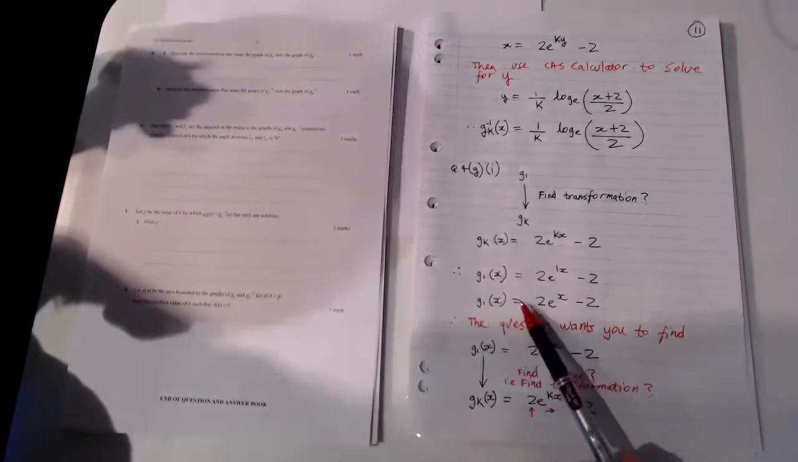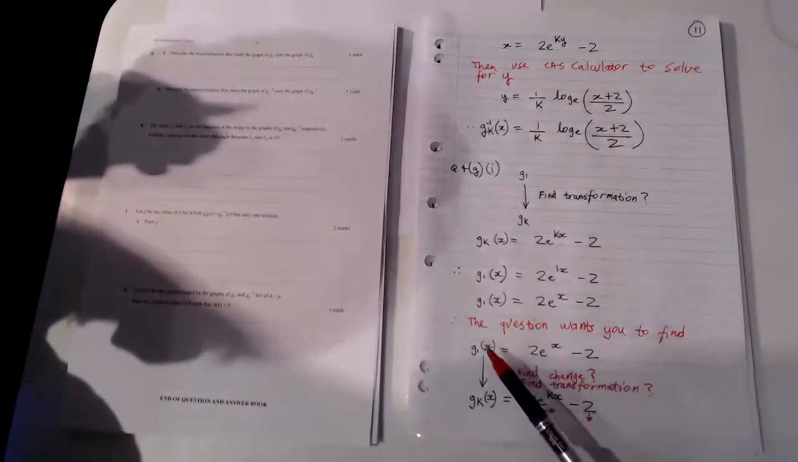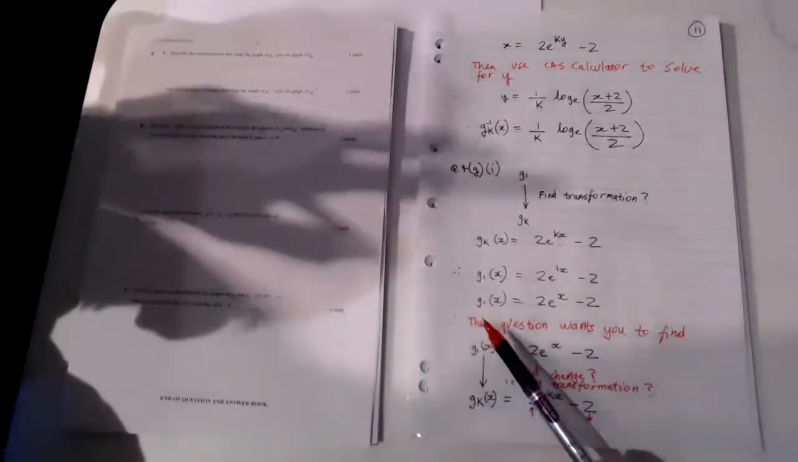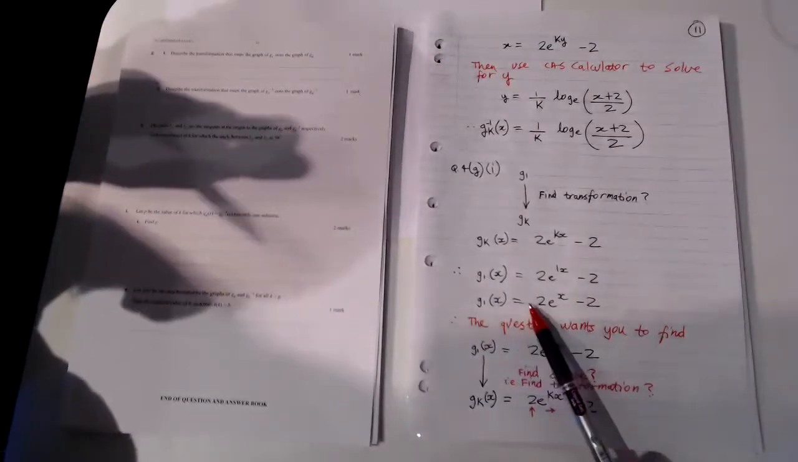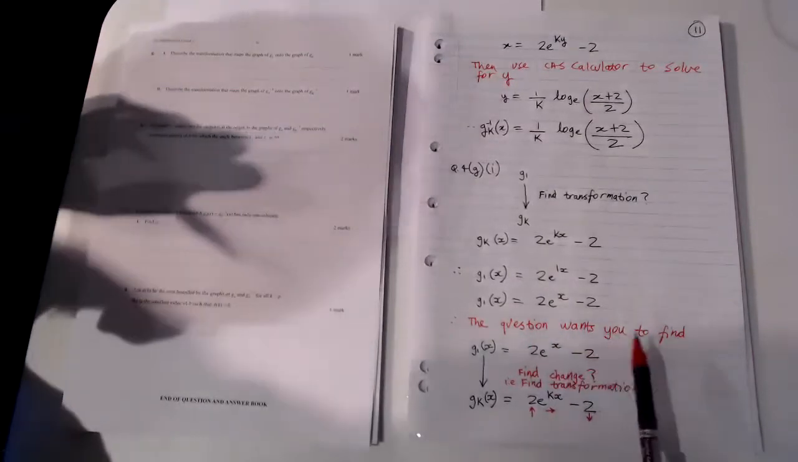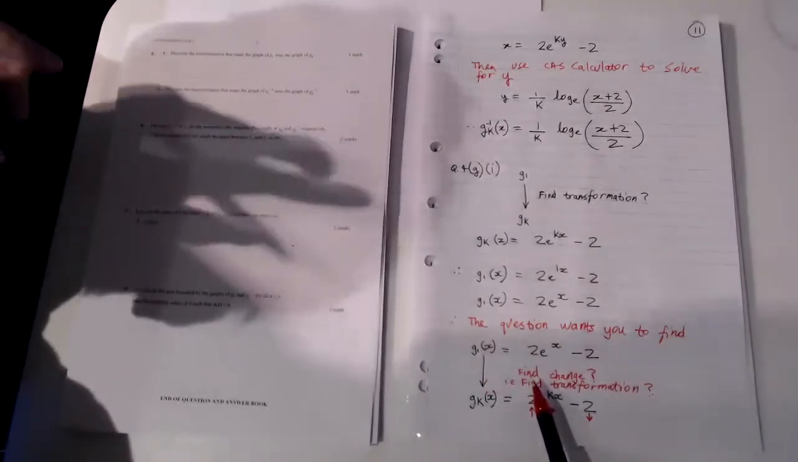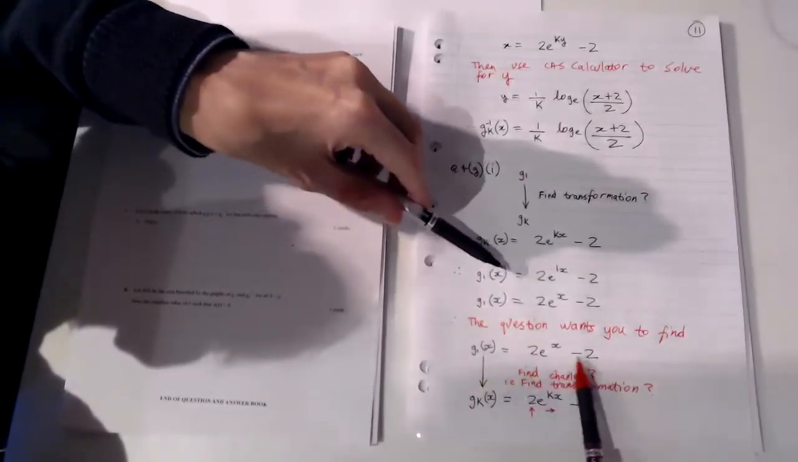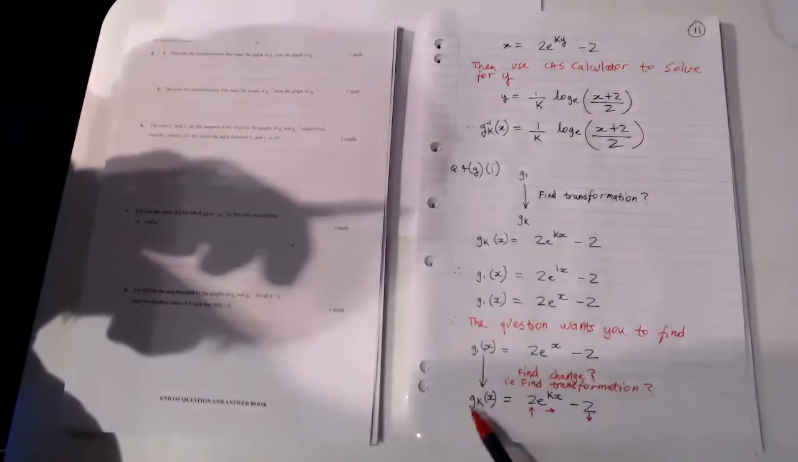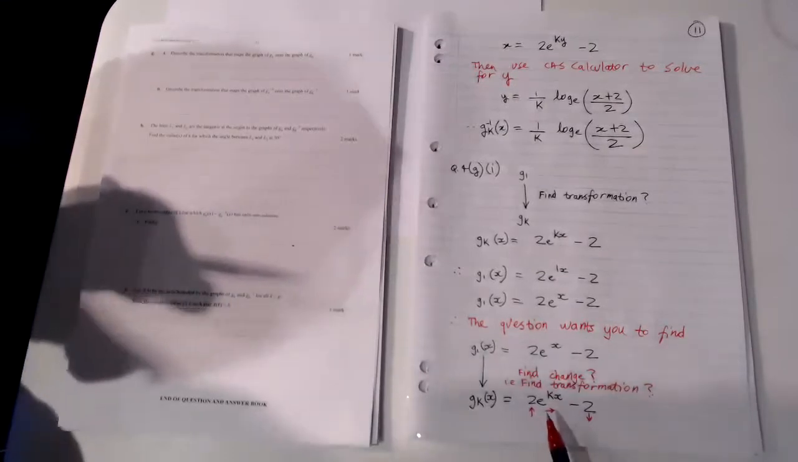So g subscript 1 is equal to 2e to the power of x minus 2. So therefore, when you look at it in the final analysis, because g subscript 1 is equal to 2e to the power of x minus 2, the question wants you to find the following. What transformations do you have to do to g subscript 1, which is equal to 2e to the power of x minus 2, to go to g subscript k, which is equal to 2e to the power of kx minus 2?